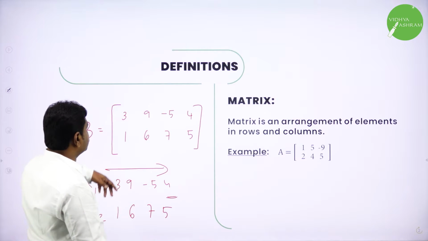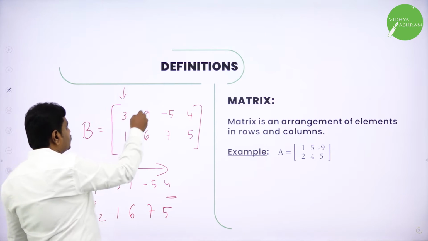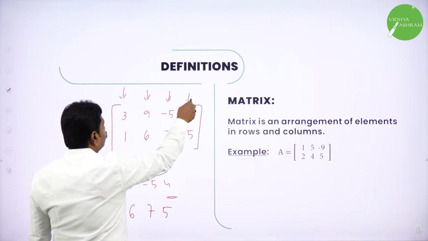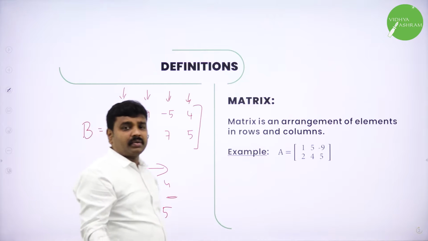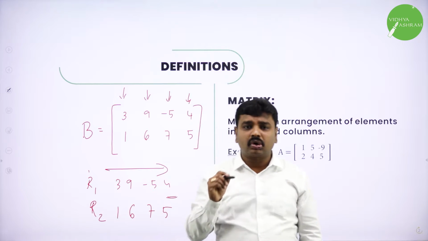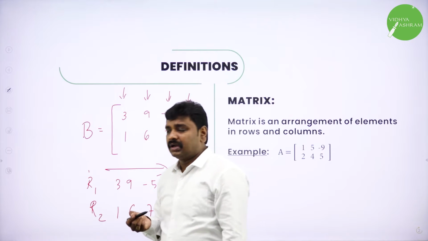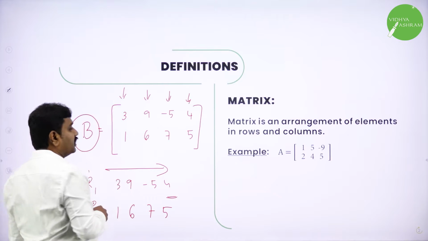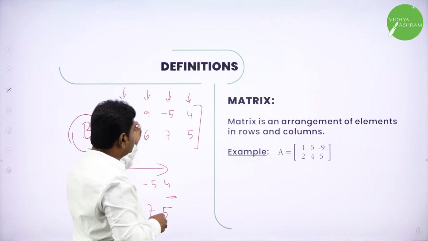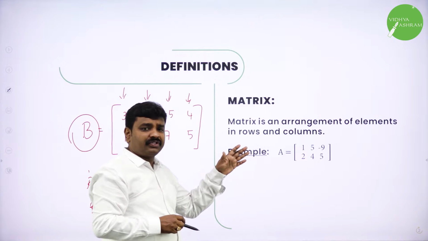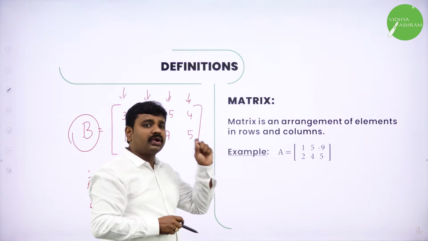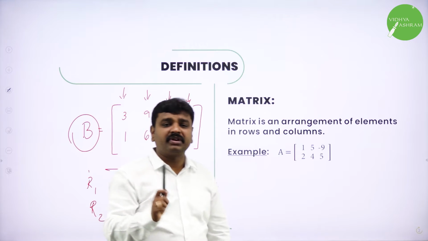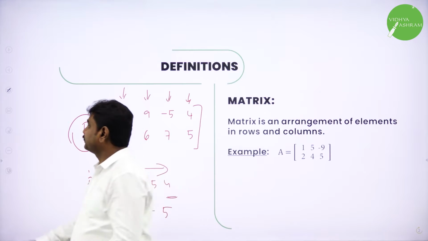So two rows. And how many columns? Columns means vertical. 3, 1 is first column, 9, 6 is second column, minus 5, 7 third column, 4, 5 fourth column. So matrix is arrangement of elements in rows and columns. And very important thing, always we represent matrix using capital letter. And elements of matrix, you can use real numbers or alphabets, that is lowercase alphabets. What is matrix? A rectangular arrangement of elements in rows and columns.